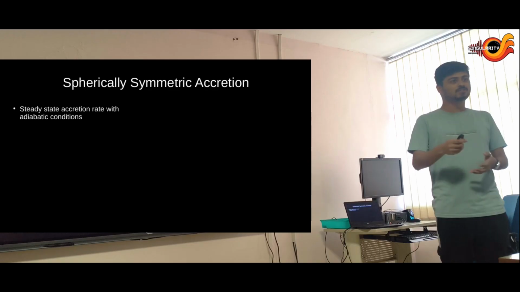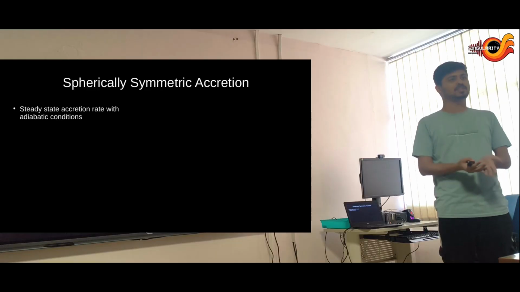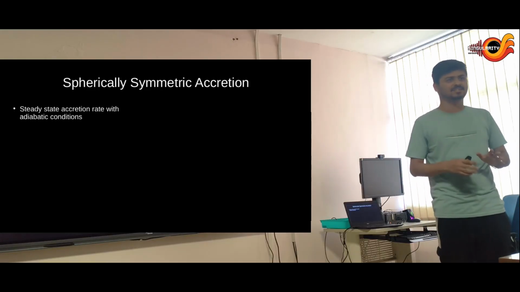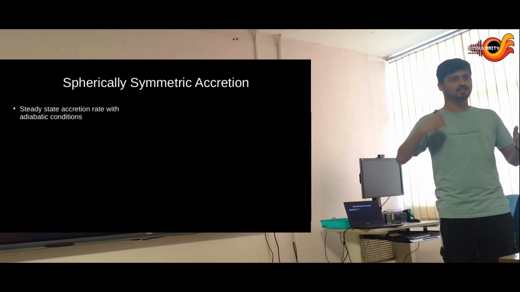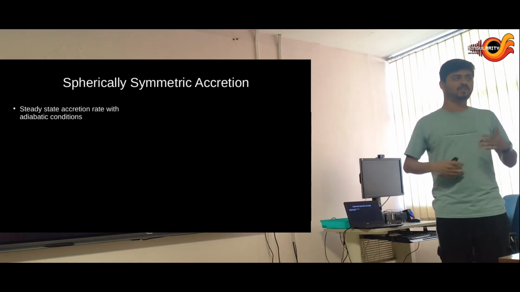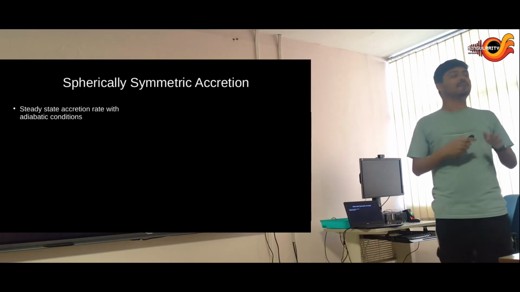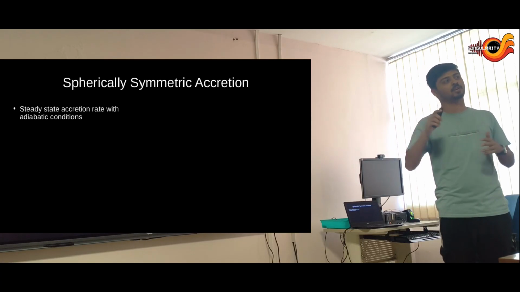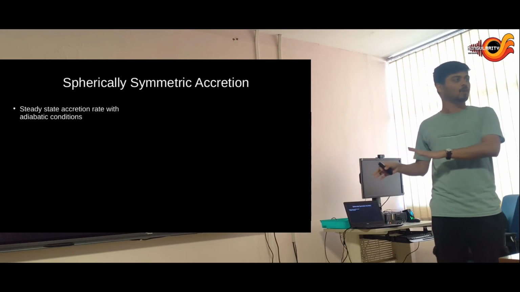A few assumptions before that. The assumption which went into solving spherically symmetric accretion was steady state accretion. That means no time variation in the accretion. The accretion rate, whatever is accreting per second, will not change with time. If it's accreting 5 grams per second, it will stay that way throughout. And the adiabatic condition: I just said P equal to K rho raised to gamma. That's the equilibrium state I am assuming to solve my problem.